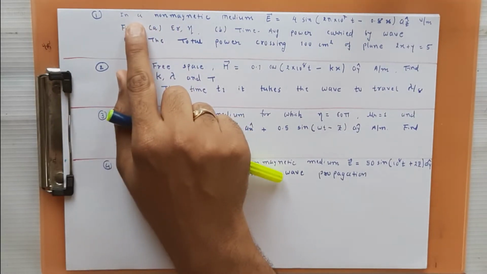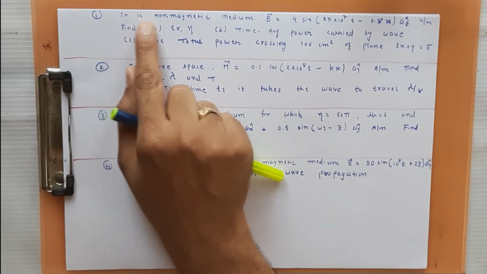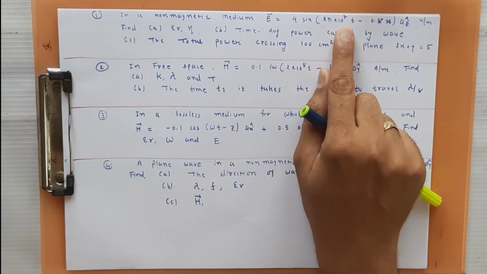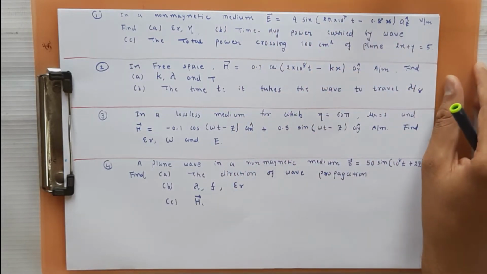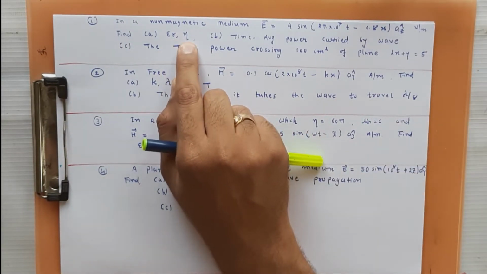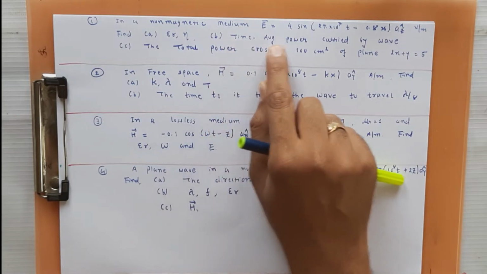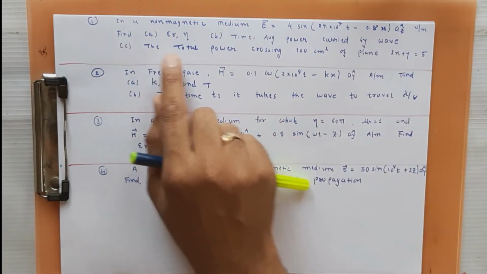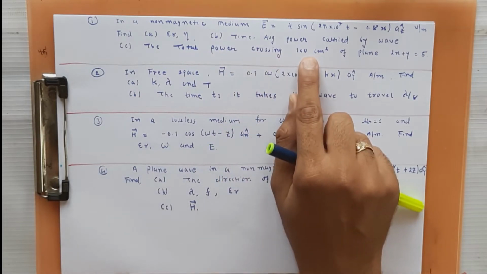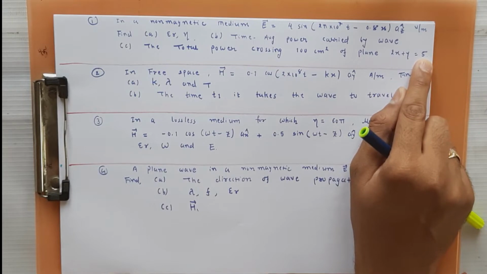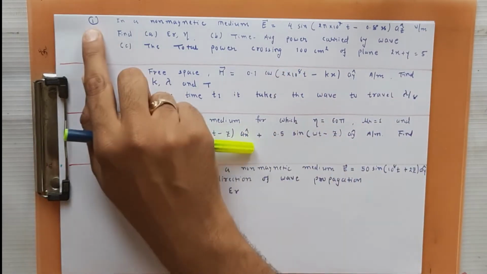The first question says that in a non-magnetic medium, vector E is equal to 4 sin(2π×10^7 t − 0.8x) az volt per meter. Find the relative permittivity, the intrinsic impedance, second the time average power carried by the wave, and third the total power crossing 100 centimeter square of the plane 2x + y = 5. First of all we have to solve the first question.